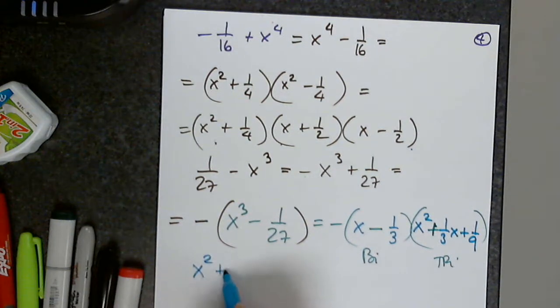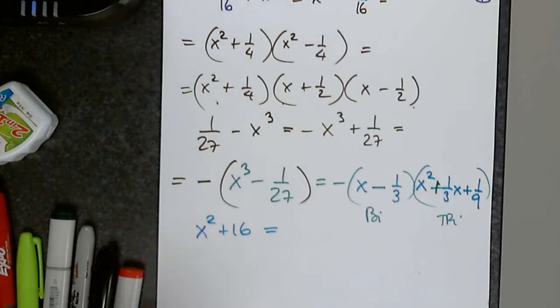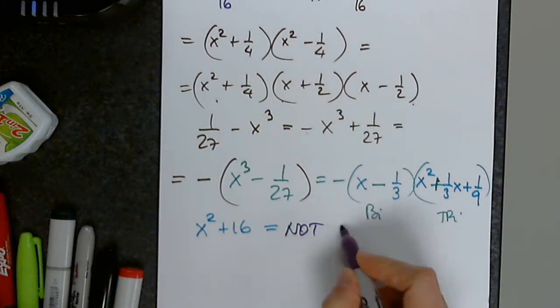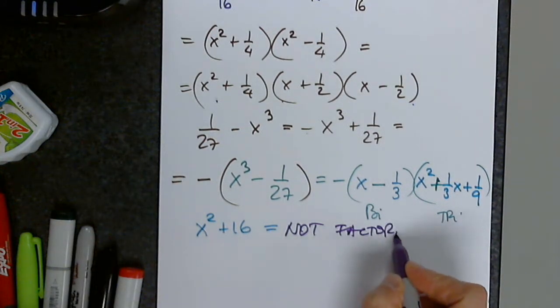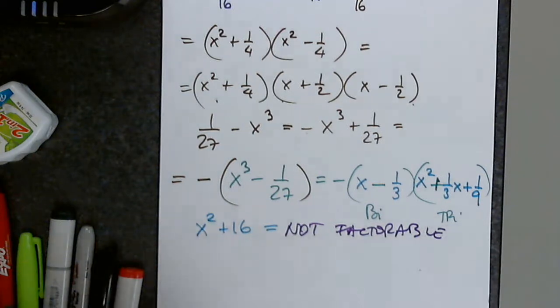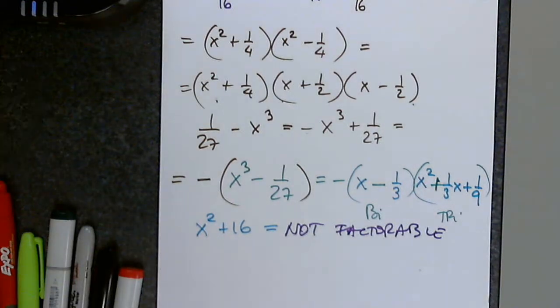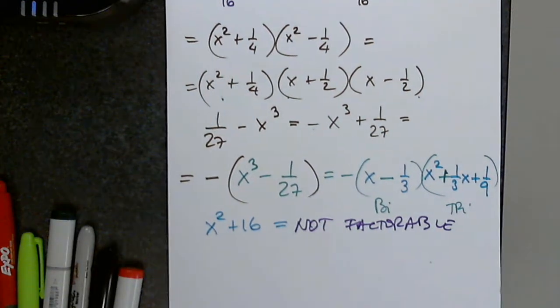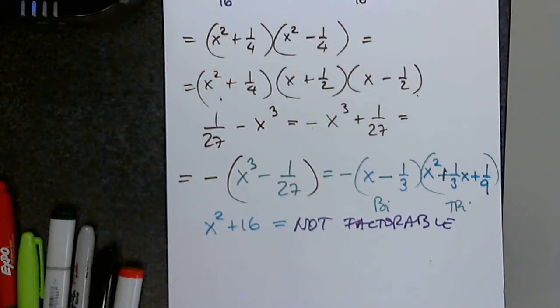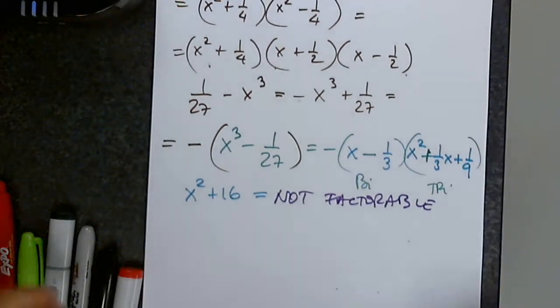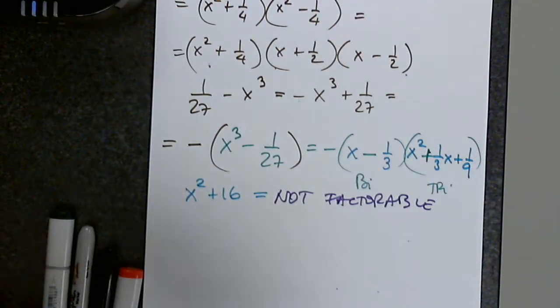Okay, last one here. X squared plus 16. What do I do with this? Nothing. Very good. I agree. Not factorable. It's a sum of squares, which is not factorable, using integers or rational numbers, I should say. Very good.